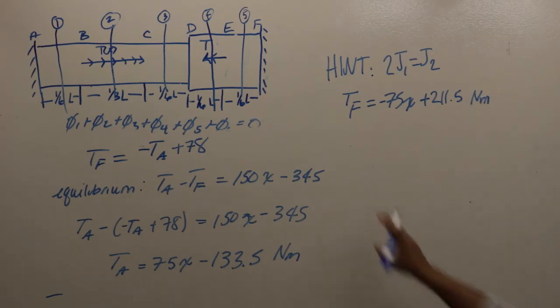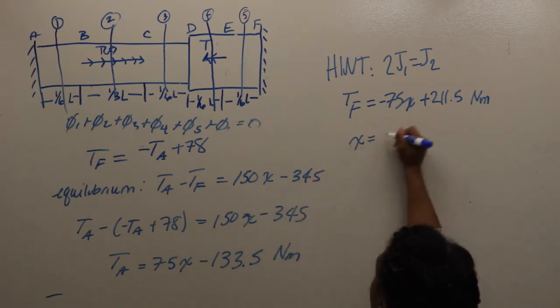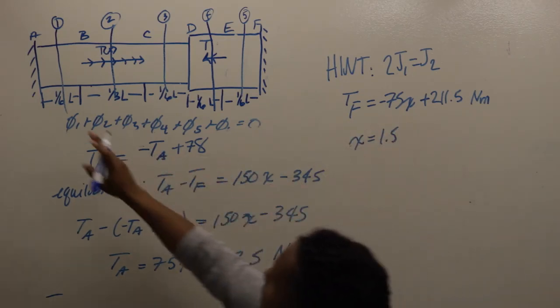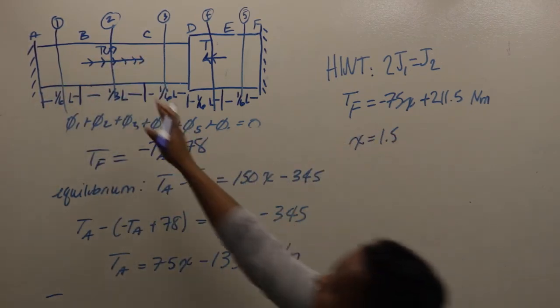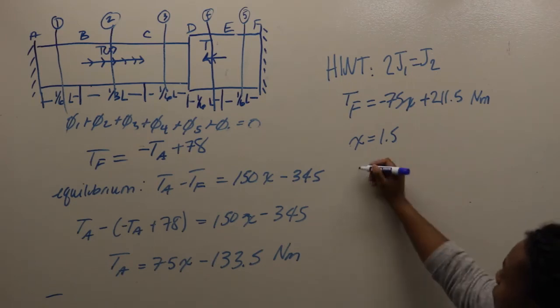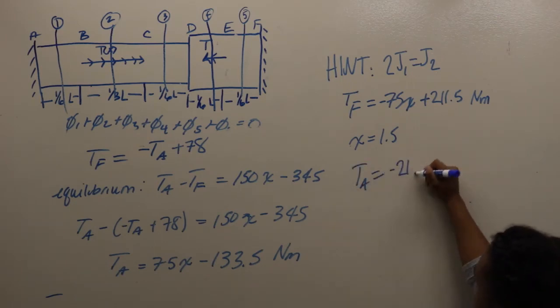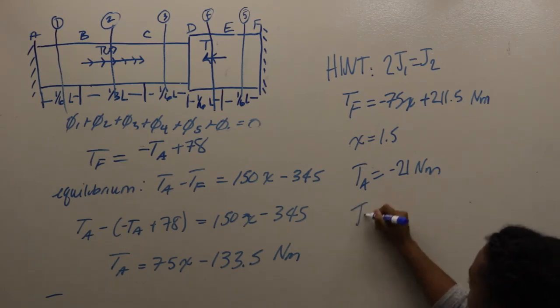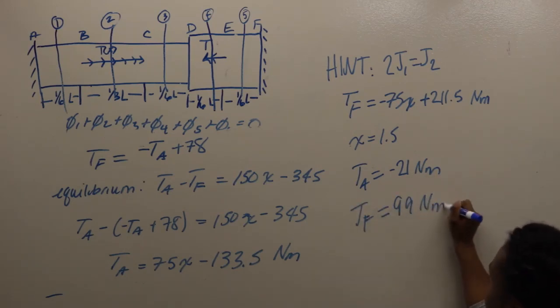So in order to find the reactive torques at the max, assume x equals 1.5 because that's what x would be at the end of the distributed torque. So TA will equal negative 21 Newton meters and TF will equal 99 Newton meters.